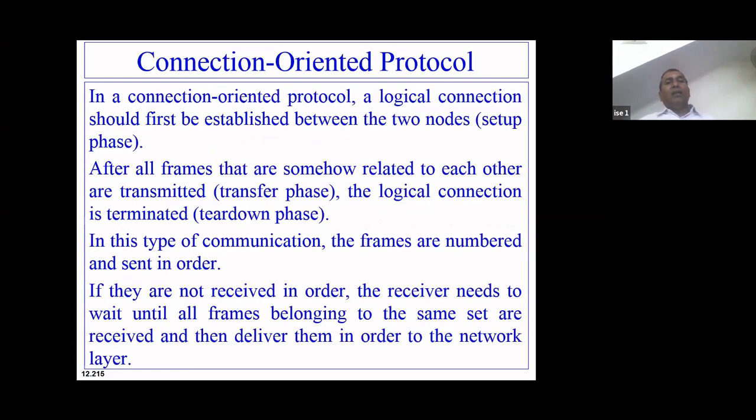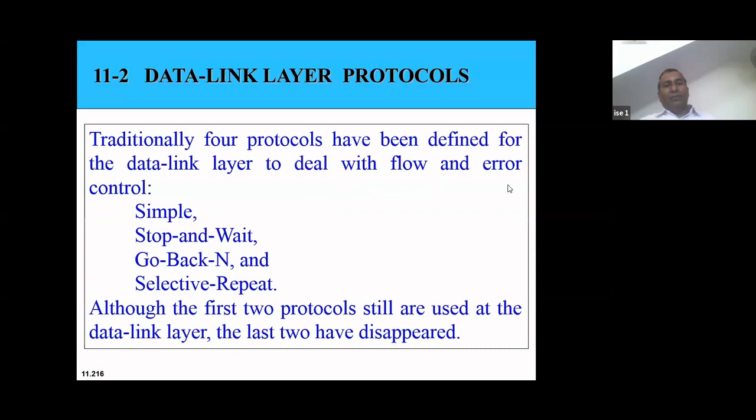There are generally 4 data link layer protocols, but nowadays the last 2 protocols are not being used, so we will not study them. In the next semester, the 5th semester, you will study Go-Back-N ARQ and Selective Repeat. Both protocols you will study in the 5th semester. But as of now, since these 2 protocols are not being used nowadays, we will study only the simple protocol and the stop and wait protocol. These 2 protocols we will see.